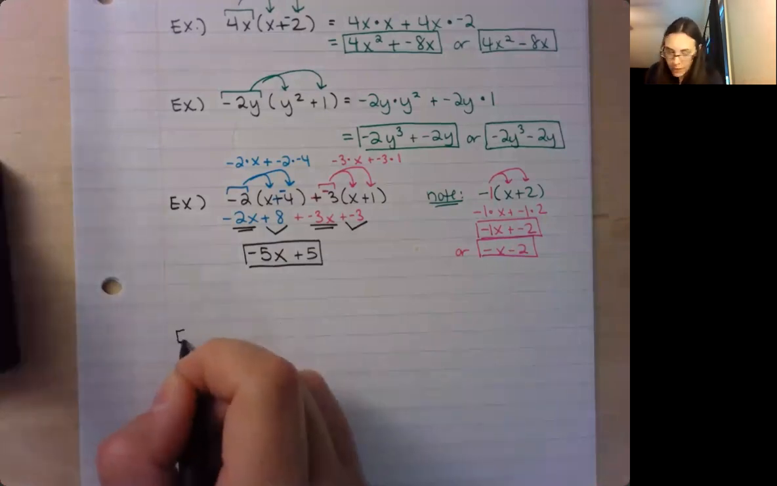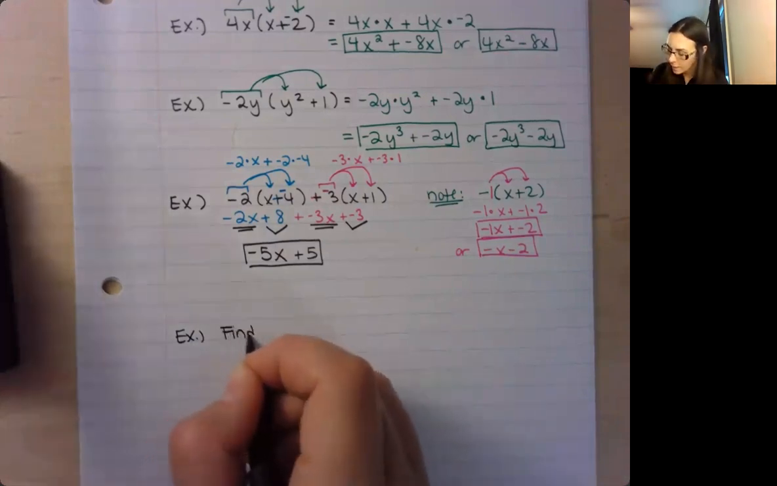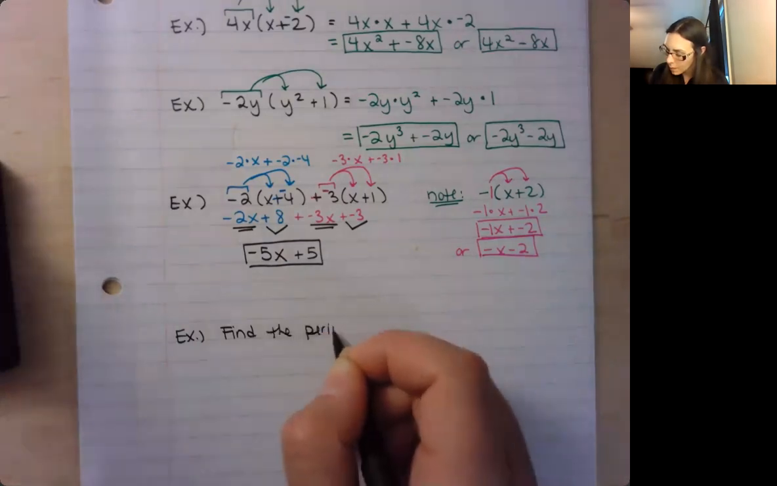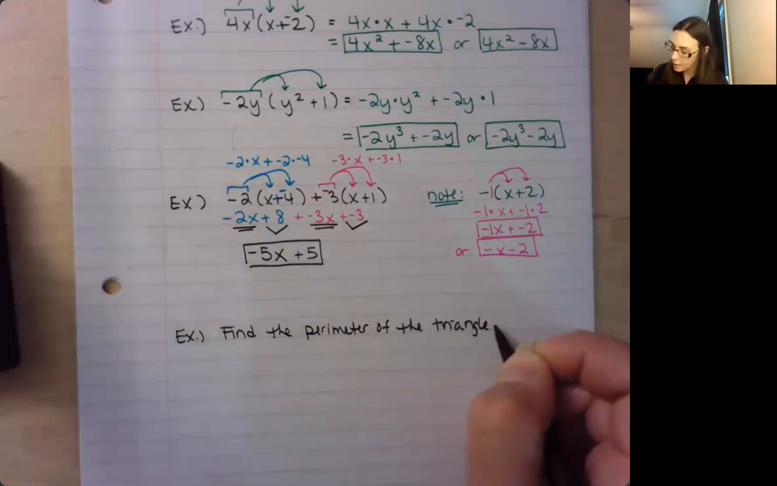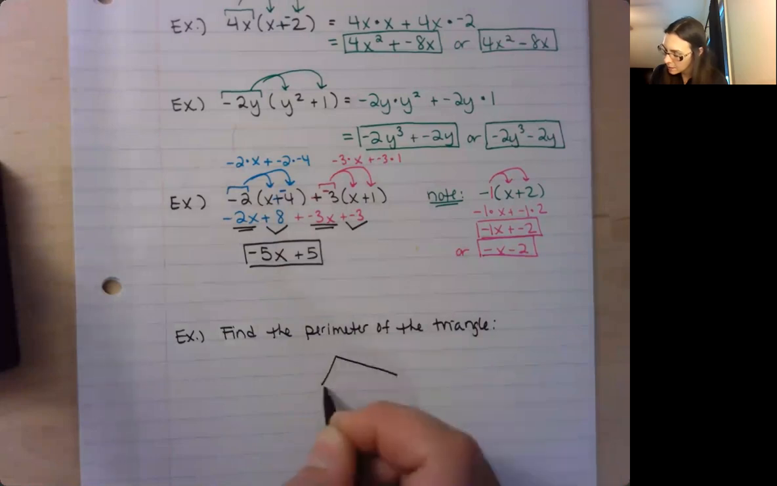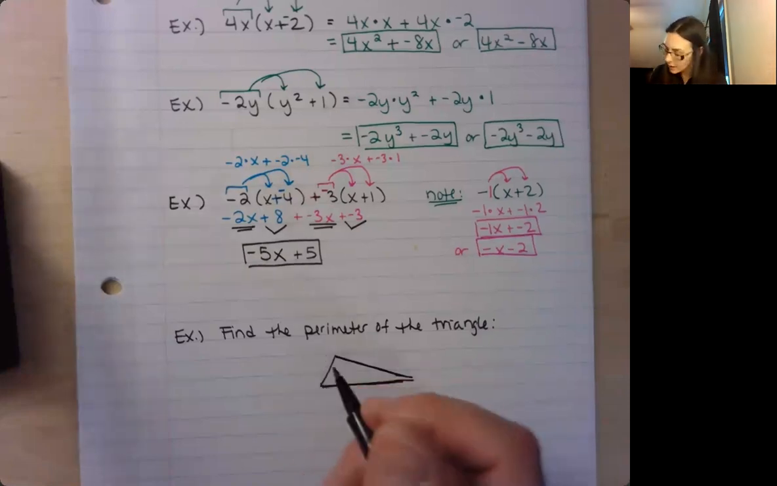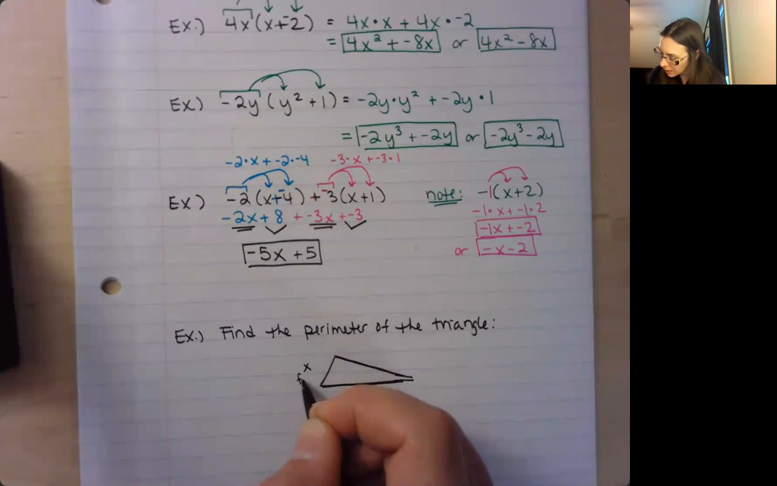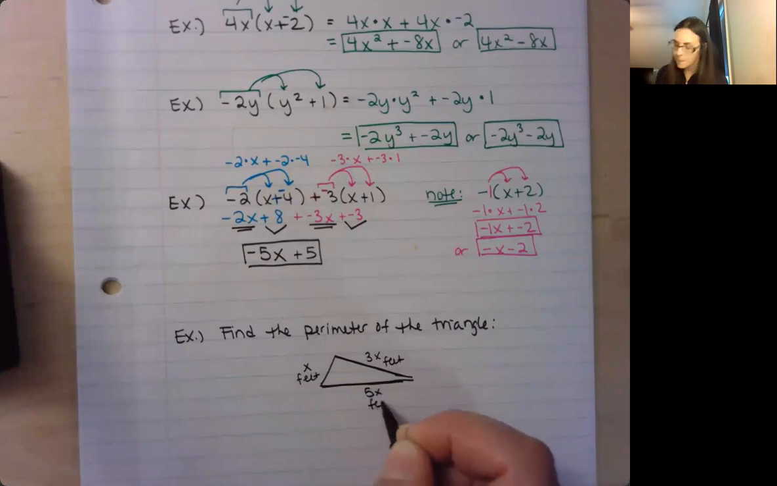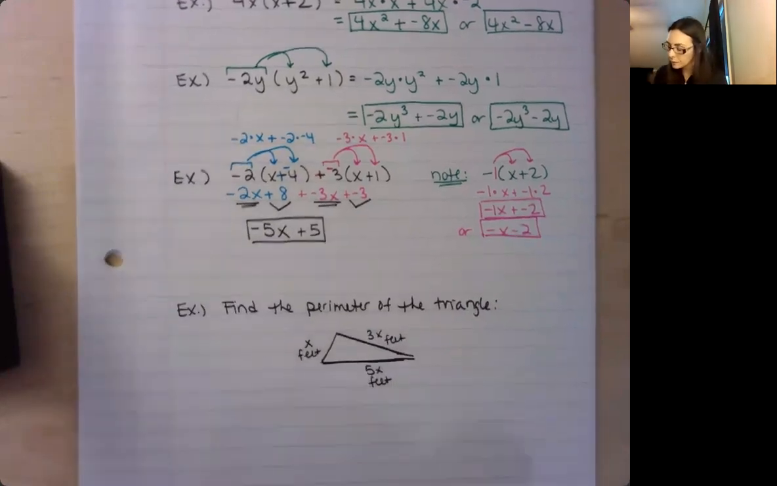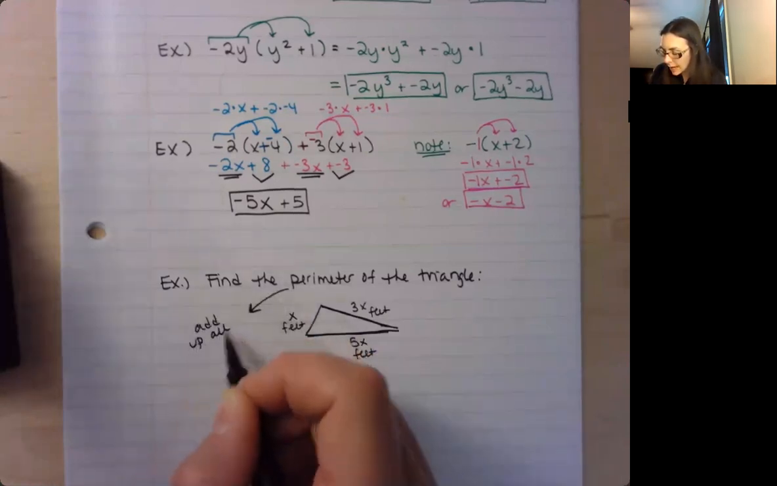All right, let's do one last example with an application this time, or a couple applications. So how about we find the perimeter of the triangle. So maybe I have a triangle here. And maybe this side is x feet, and this side is 3x feet, and this side is 5x feet. And again, I'm just making up an example here. So remember, perimeter means to add up all sides.